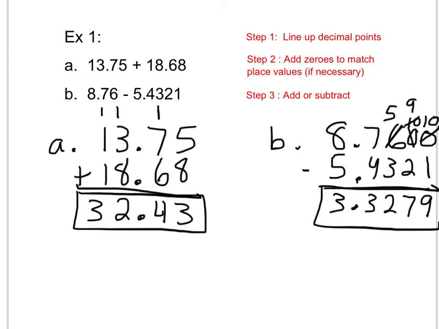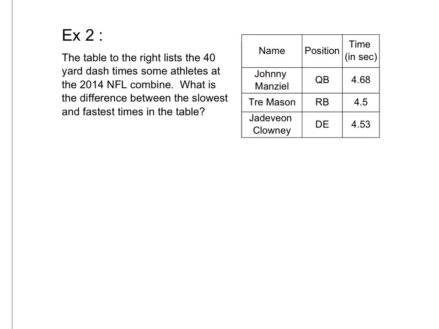We have one more problem, a word problem to do. Okay, example 2, our word problem says the table to the right, that's this one over here, lists the 40-yard dash times of some athletes at the 2014 NFL Combine. And that's just where the college athletes show how good they are for the NFL. We want to know what is the difference between the slowest and the fastest times in the table.